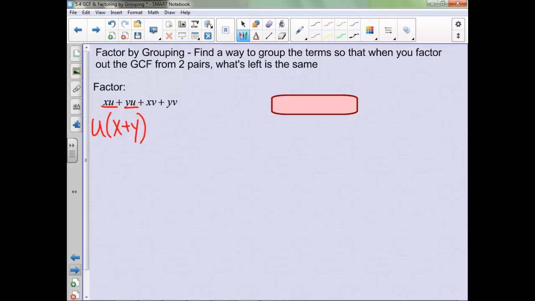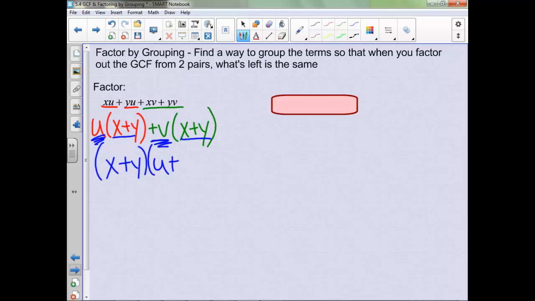So factoring that u out. Now in these two, they both have a v in common, so we'll take out a positive v. And now notice they both have this x plus y factor, and so let's factor that from both. And we're left with this u plus v. So here's our answer.